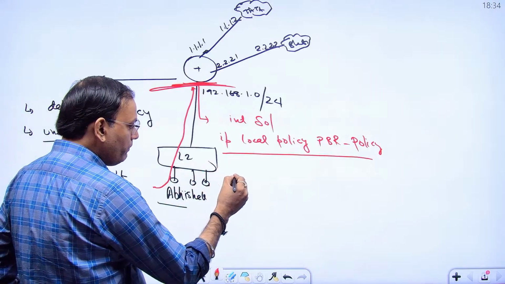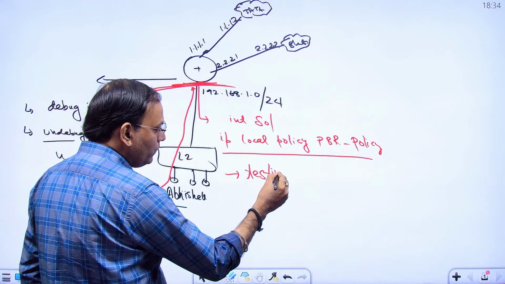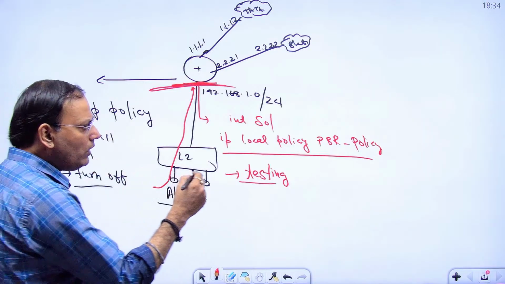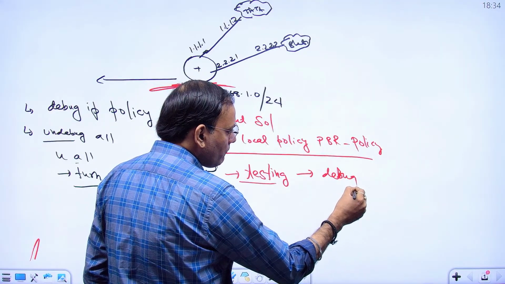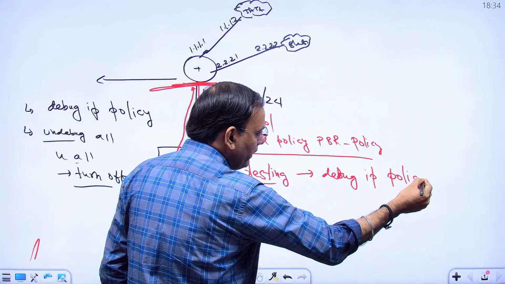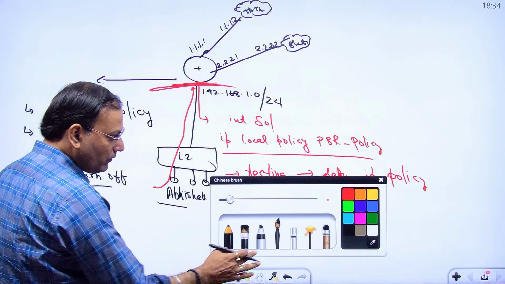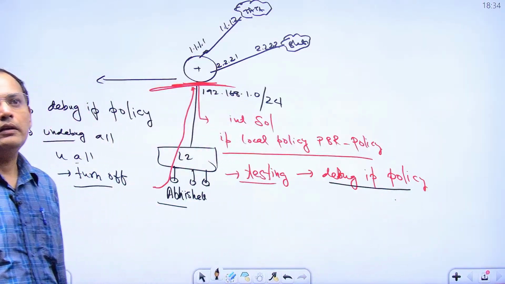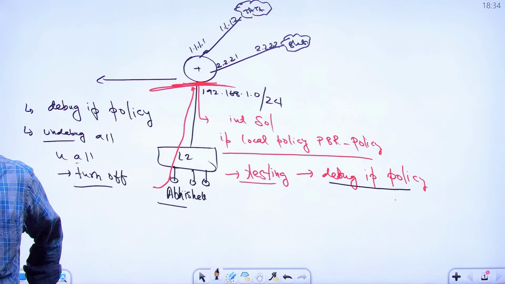Now the testing is very important, right? You have done your configuration, but now how do you do your testing? For testing, on your router, just run one command: debug IP policy. This is very important. Before starting the test, run this command, debug IP policy. This will tell you whether your policy is working or not.